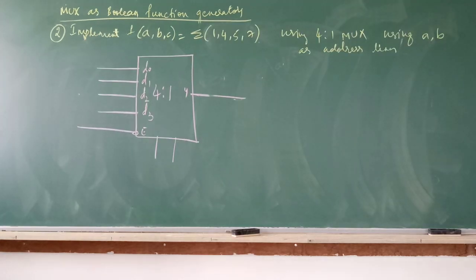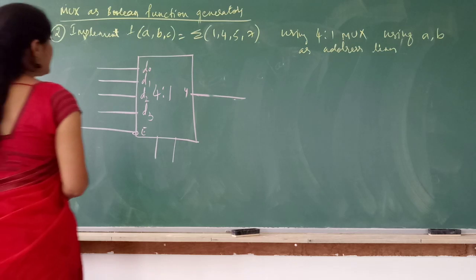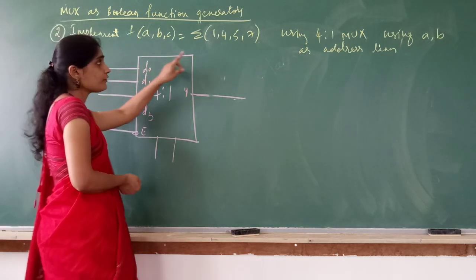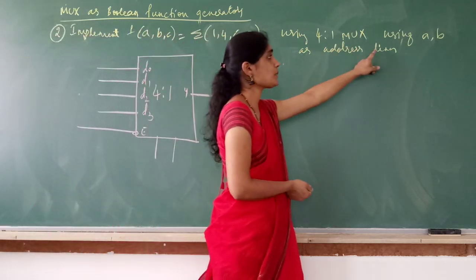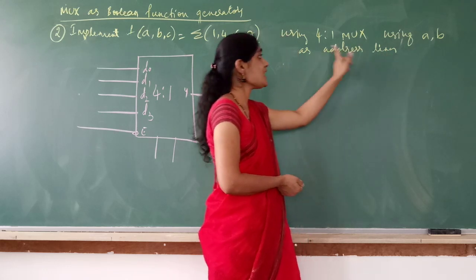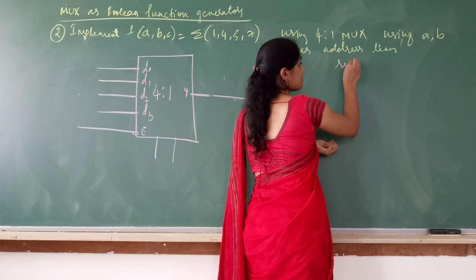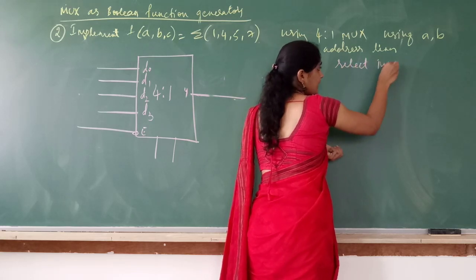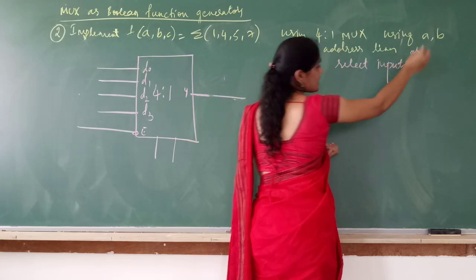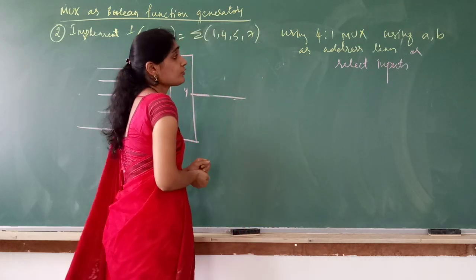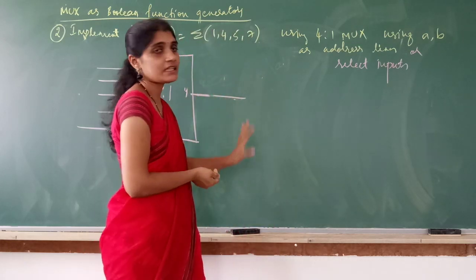Okay. The second problem. Look at the question. Implement f(A,B,C) = Σm(1, 4, 5, 7) using a 4:1 MUX. Take A, B as address lines. Address lines are nothing but select inputs. Both are the same. So they have told us to consider A, B as select inputs.